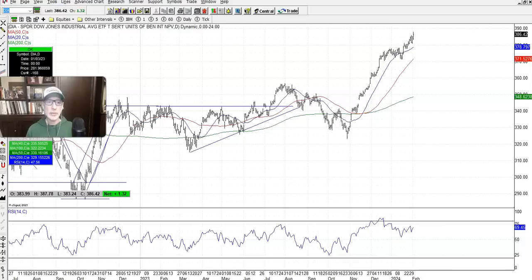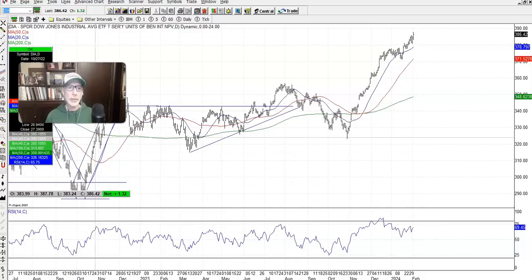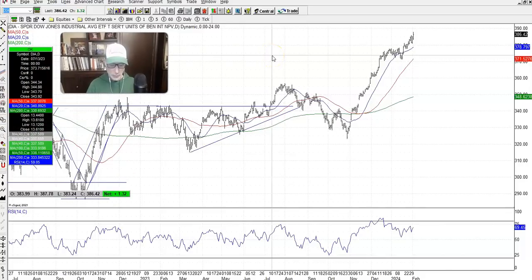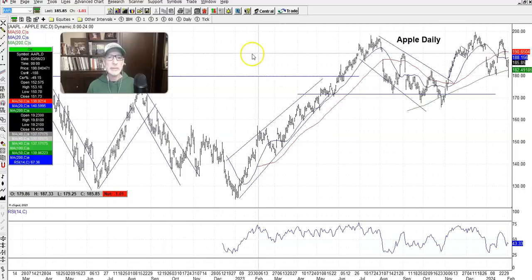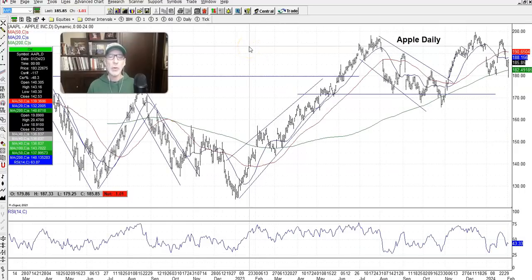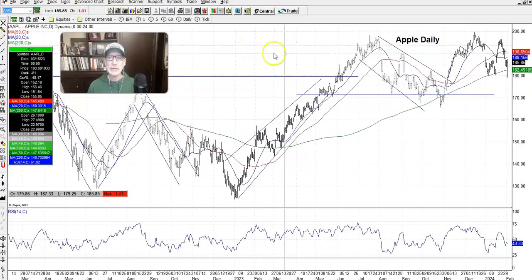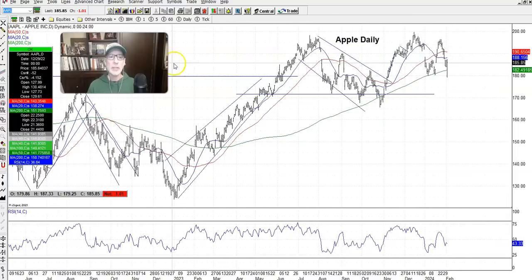Let's go back to the charts and bring up some individual stocks. Now we're going to talk about the biggies. There's only 10 stocks that really drive the market as a whole. And these are the biggies. Most of them are Nasdaq stocks. We're going to talk about Apple first, and then we're going to move on. So Apple had its earnings after the bell on Thursday, February 1st.